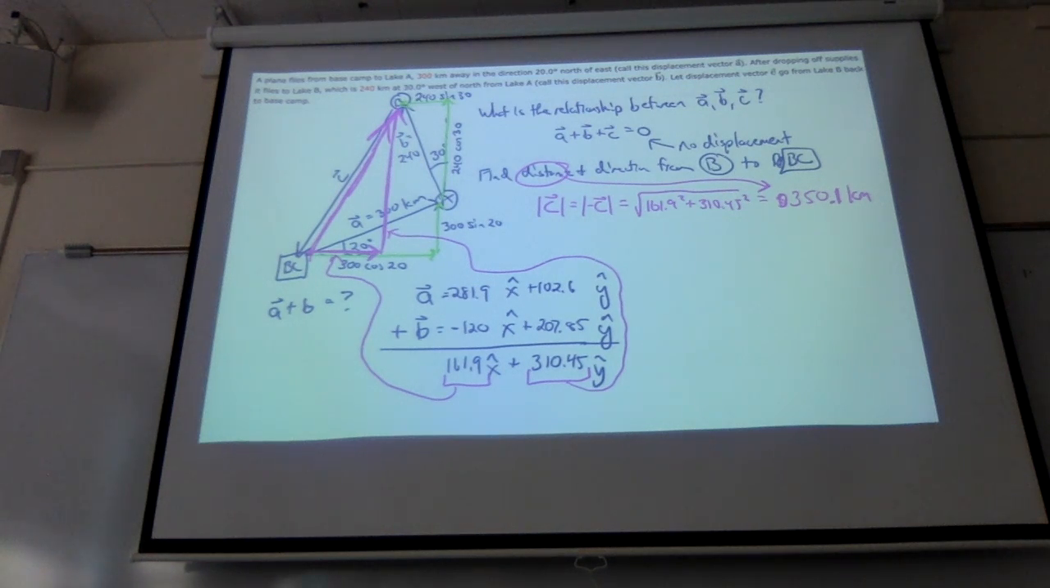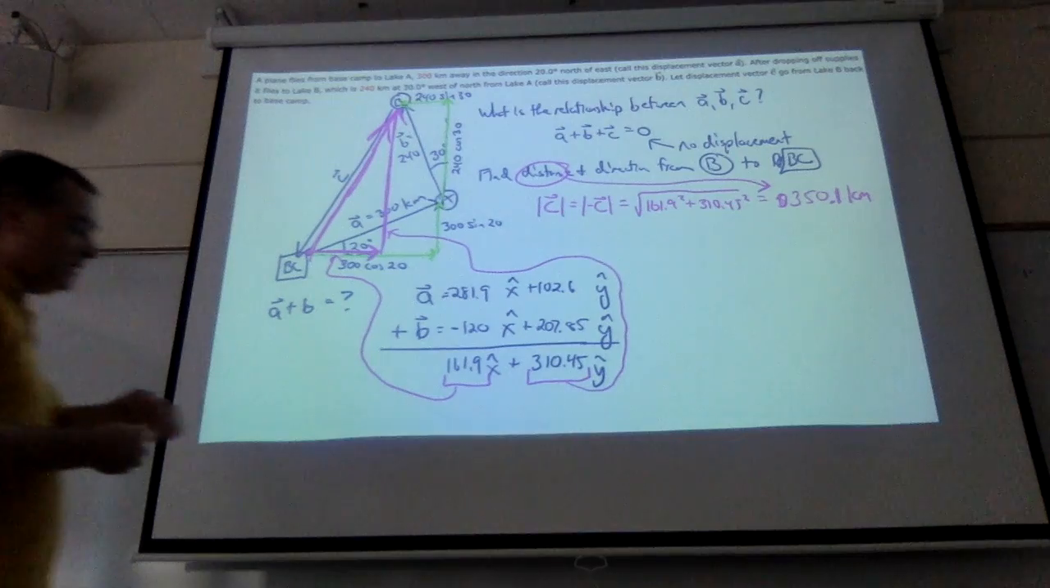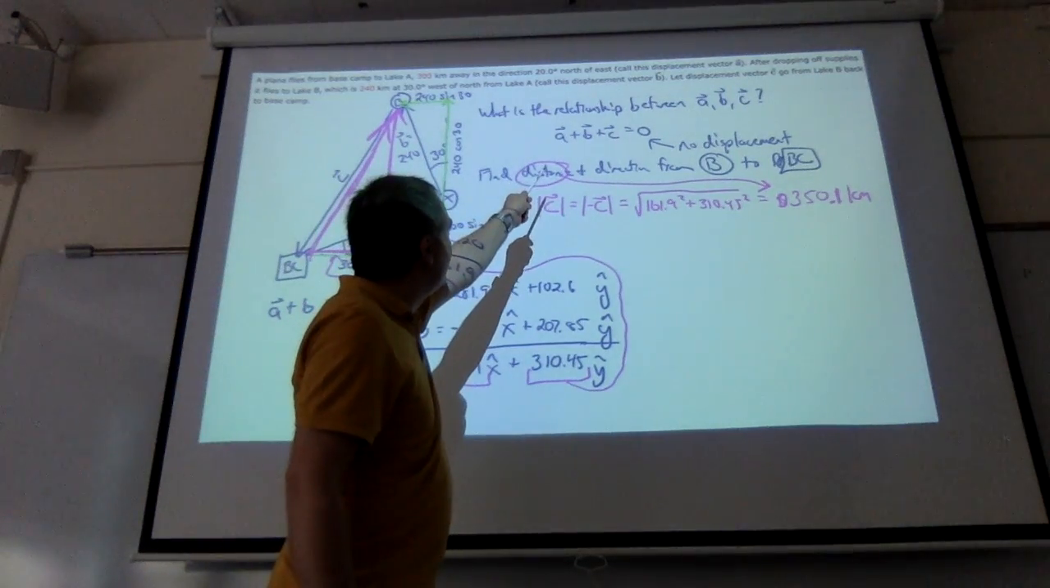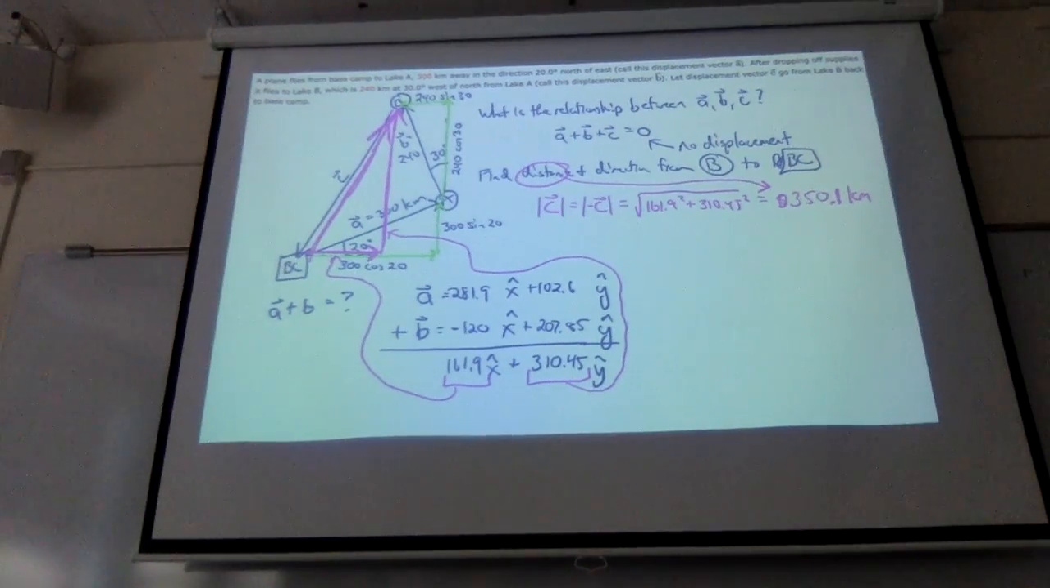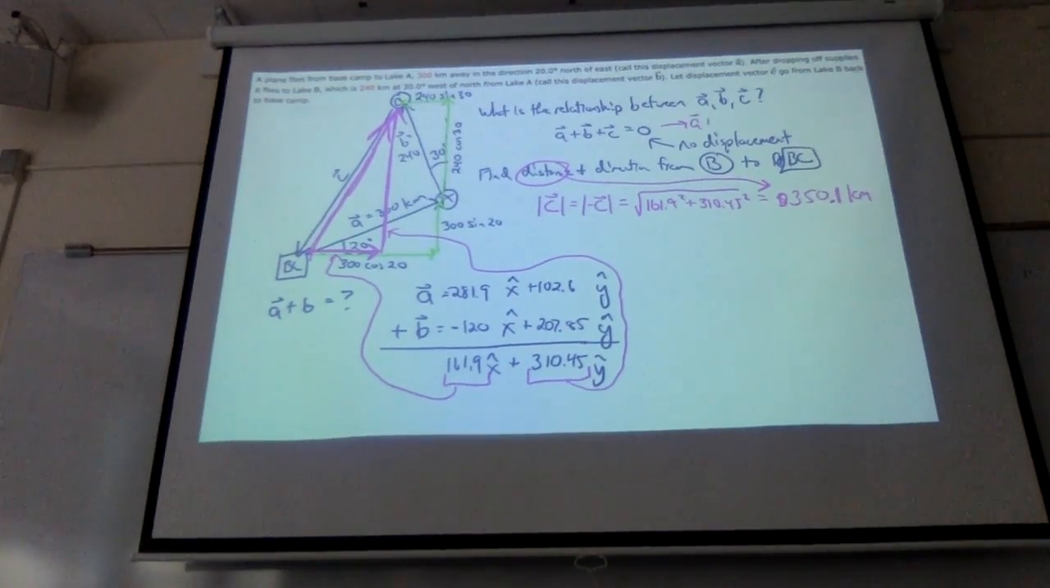Let's talk direction. What did we just find? We added A and B. Remember this original relationship up here? A plus B equals C. Well, if I rearrange that, A plus B equals what?